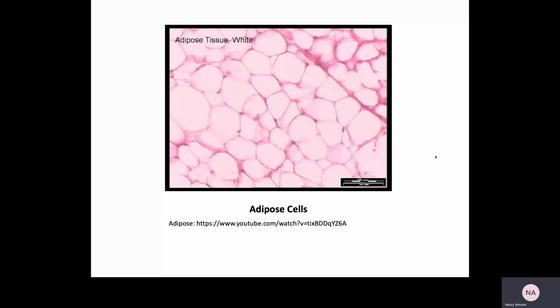So oftentimes when you're looking at this on micrograph, it just looks like these thin, slightly stained lines and not a lot of anything. And that is because, again, those fat droplets push everything else in the cell, the cytoplasm and the nuclei, off to the periphery.